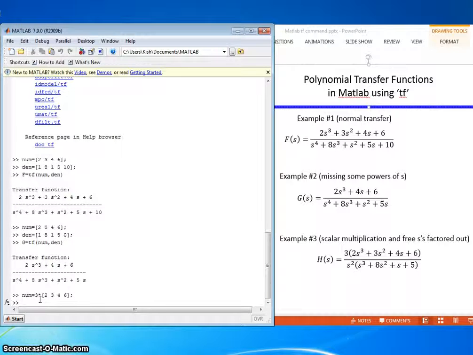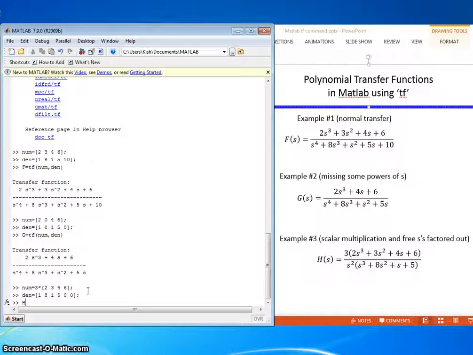And then the denominator, how do we account for the 2 free s's? You just have to put zeros for as many free s's as you have. So here we have 1, 3, 1, 5, and that's the coefficients, and there's 2 free s's, so 0, 0. If I had 1 free s, I'd only use 1 zero. If I had 3 free s's, I'd use 3 here at the end.